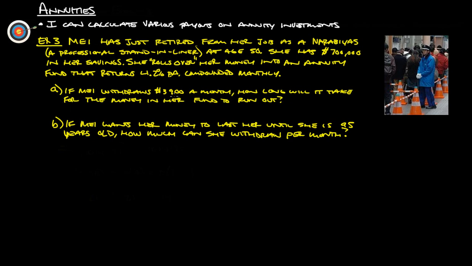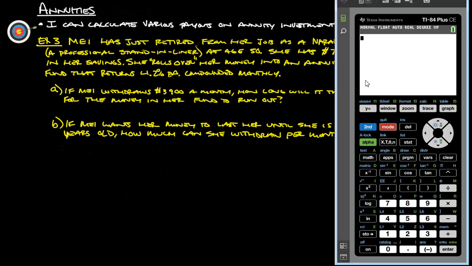So if she withdraws $3,900 a month, how long will it take for the money in her fund to run out? So to do that, let's go back into our TVM solver, because that will make this pretty straightforward. So if you'll remember, we do apps and then it's finance, and there's our TVM solver. Okay. So let's see, how long will it take for the money to run out? So we're looking for N, the number of months, basically, how long it's going to take to run out.